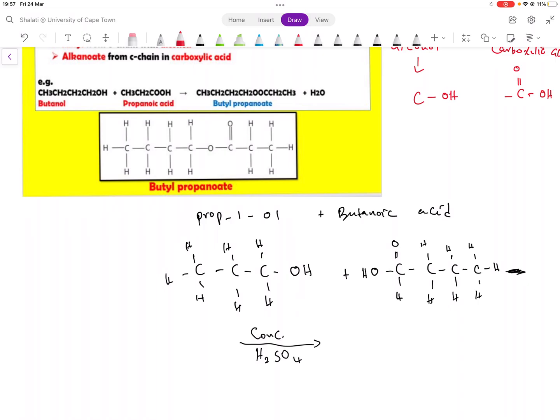So basically what's going on here, since water will be eliminated, the alcohol will give away the OH, and the carboxylic acid gives away the hydrogen. If you have to show the arrows, you can simply draw an arrow pointing to the hydrogen to form H2O, and then this oxygen from the carboxylic acid will go and attach to the carbon from the alcohol.